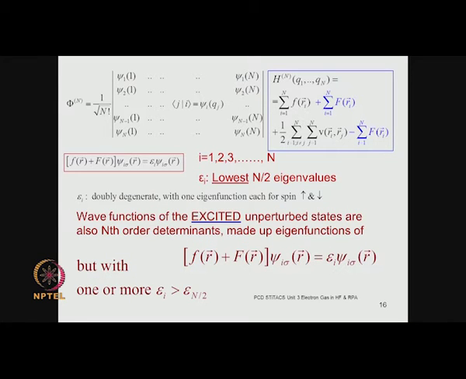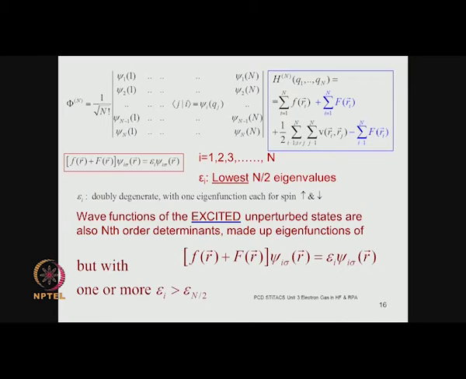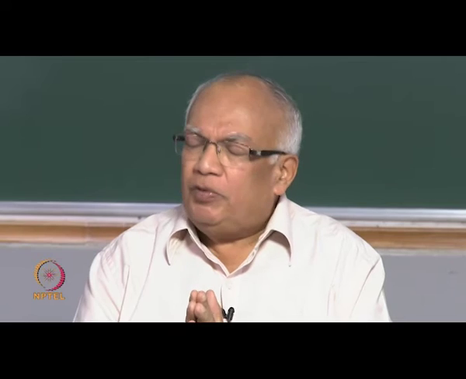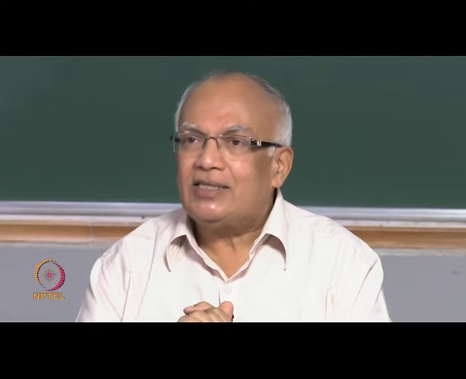Now, what about the excited state? An excited state will also be an eigenfunction of the same equation, which is a single particle equation. However, at least one eigenvalue epsilon I will be greater than epsilon n by 2. These are an ordered set. I have stacked them with the lowest one first, and in this ordered set the uppermost, which is n by 2, has been occupied by the n electron system in doubly degenerate single particle states.